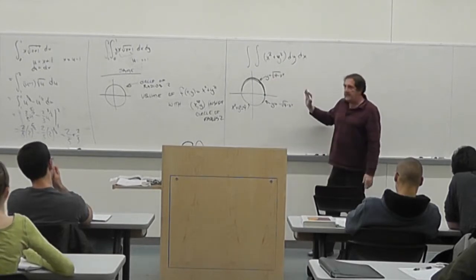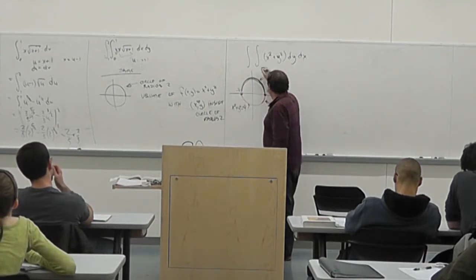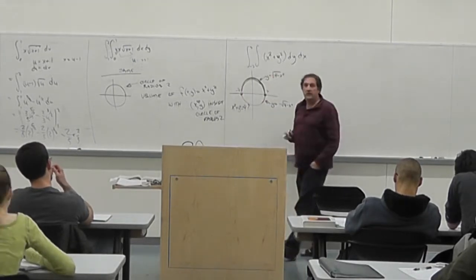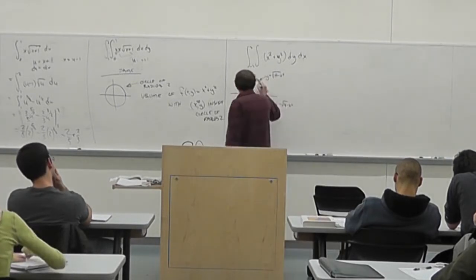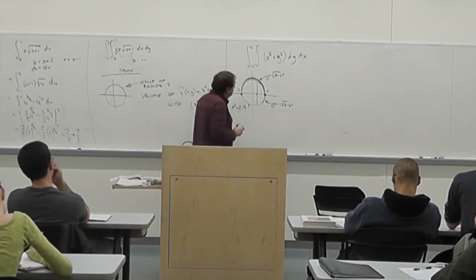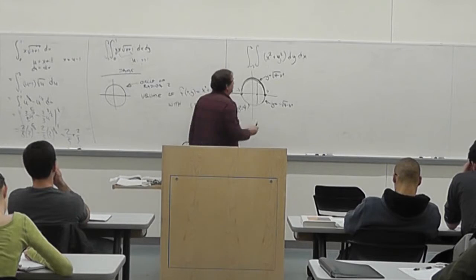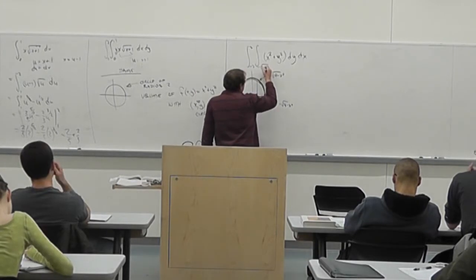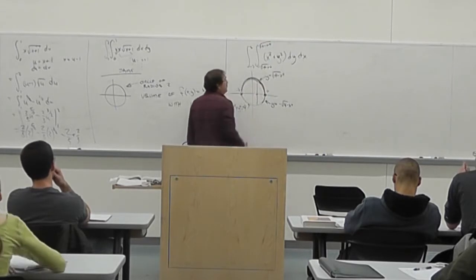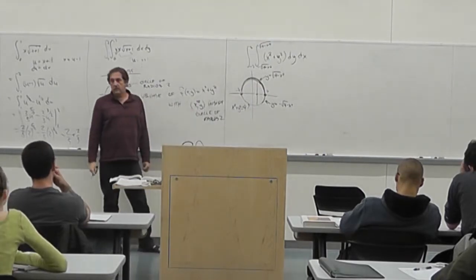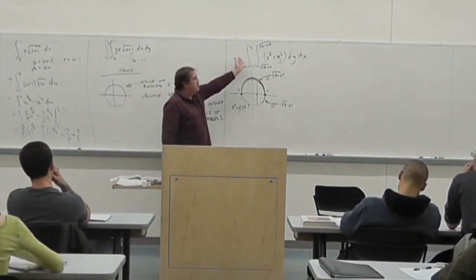My x values are going to range from minus 2 to 2. And as x ranges from minus 2 to 2, here's a particular x, the y values will go from this curve to that curve, from minus square root of 4 minus x squared to plus square root of 4 minus x squared. Right? This is what we did last time. And so now this is just an integral and you just do it.